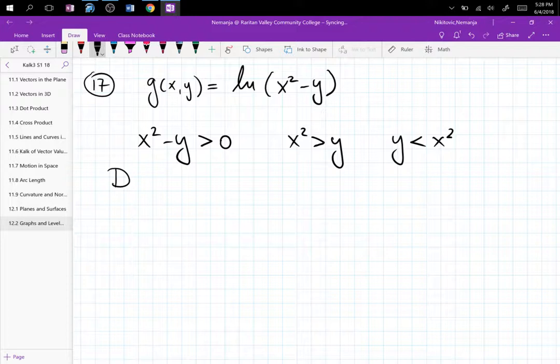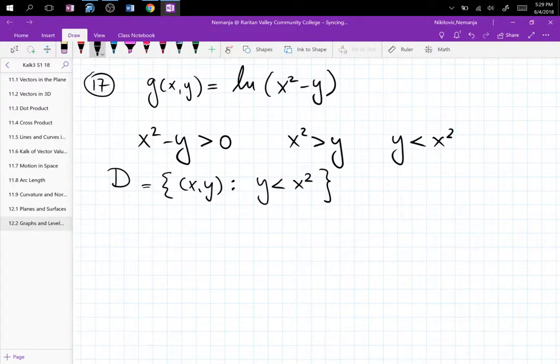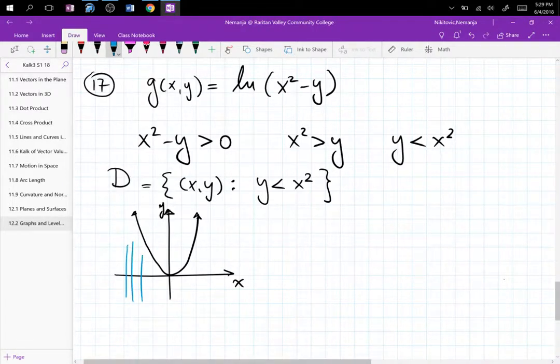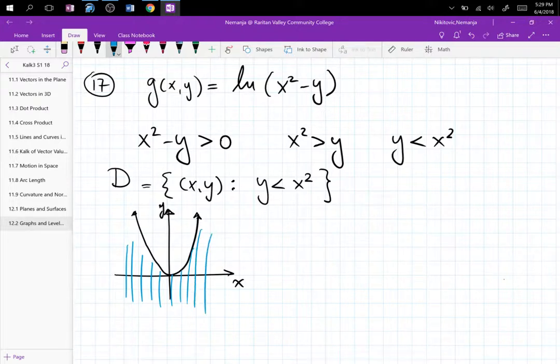So what is the domain? Domain is the set of all points x, y such that y is less than x squared. And if you want to draw and shade, you will draw a parabola and shade where? Inside or underneath? Outside, yes. So you would shade outside.